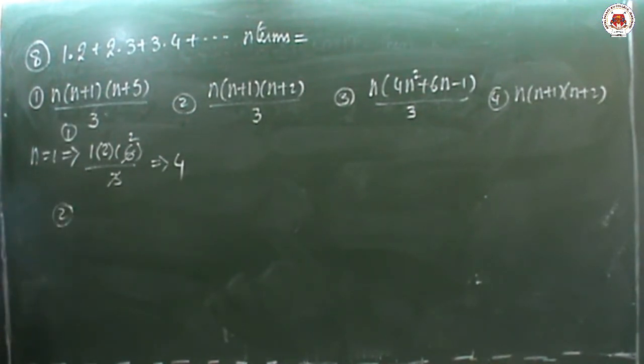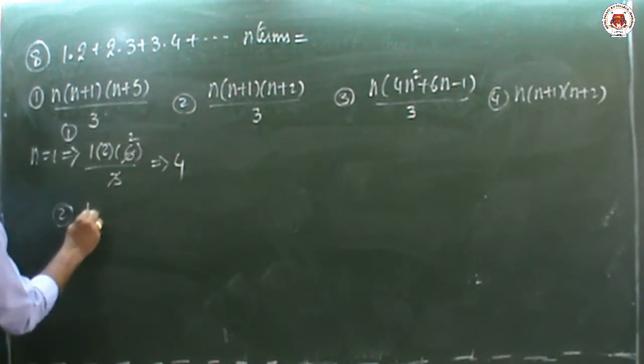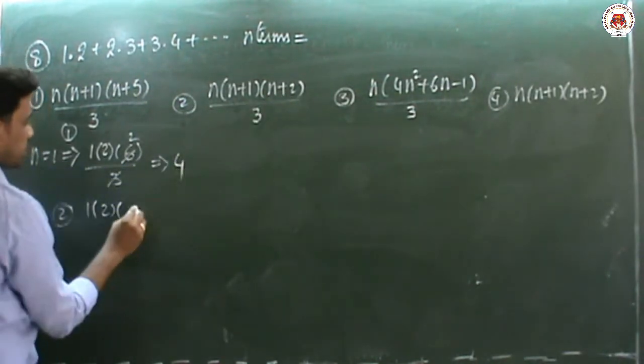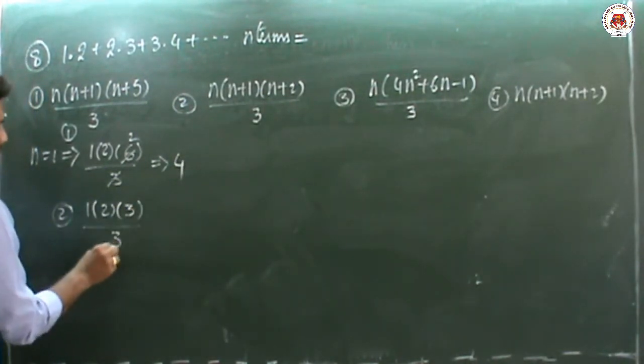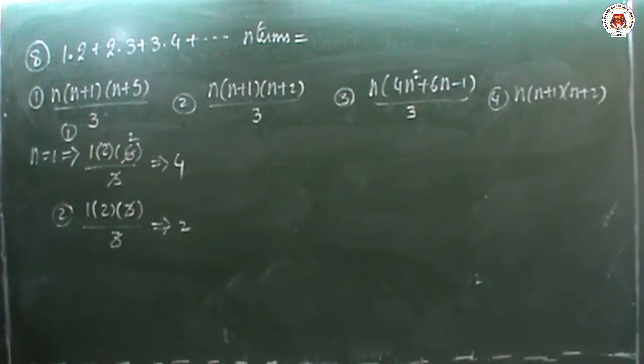Now we go to the second option. Here also in the place of n write down 1. So 1 into 1 plus 1 is 2, into 1 plus 2 is 3, by 3. So 3 gets cancelled. What is the answer? 2.